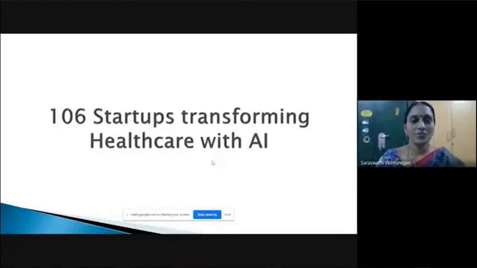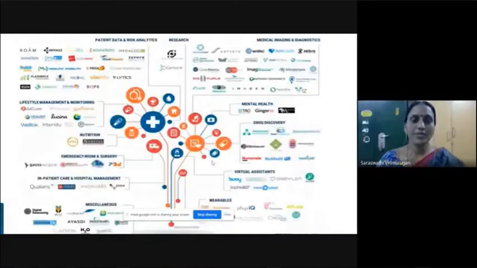Yes. So I have listed out here some of the startups. I hope everyone is able to see the screen. Okay, if you see here, from the starting, patient data and risk analytics. So these are the startups. They have come up with their own idea, and with AI they are implementing. They are analyzing the patient data and the risk factors in their patient data. Okay, these are the startups, right?